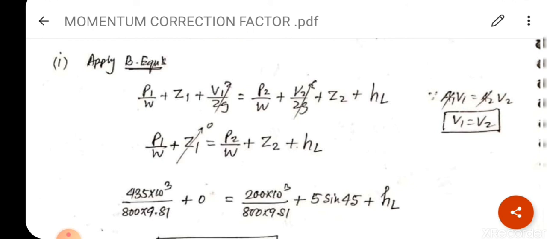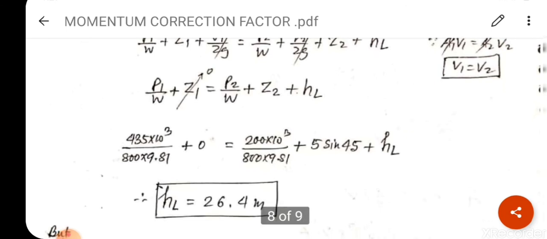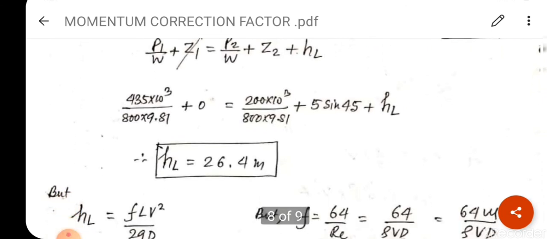So finally we will get P1 value given as 435 into 10 raised to 3 upon 800 into 9.81, plus Z1 which is 0, equal to 200 into 10 raised to 3 upon 800 into 9.81 plus Z2, which is 5 sin 45. Finding the value with the help of a calculator, plus HL. So we will get the HL value as 26.4 meter after solving this data.